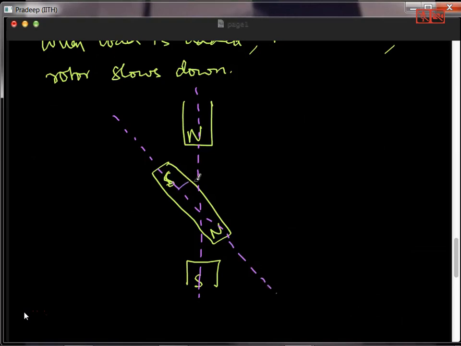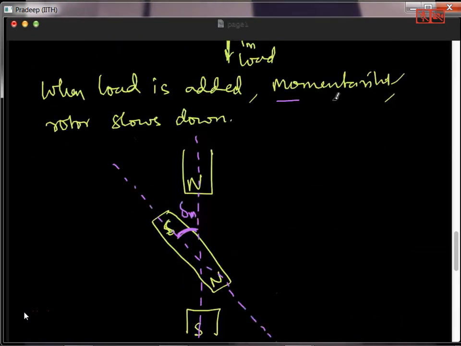This angle, let us denote as delta m. So this angle is what will get created. Now, I said momentarily. That means momentarily it will slow down, but later on it will pick up its speed. Why will it pick up the speed? The reason is there is some kind of magnetic attraction between these two poles, and also there is a magnetic attraction between these two poles. The magnetic attraction actually increases if this gap increases.